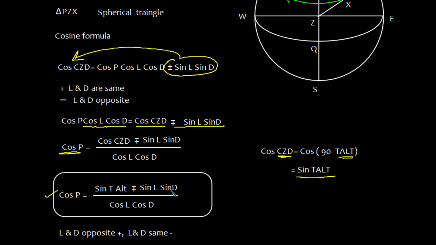And here you got to be careful. First it is minus, then it is plus. So minus means when L and D are same name, and the plus means when L and D are of opposite name. That you got to be careful, because now it is opposite to what we have with intercept.